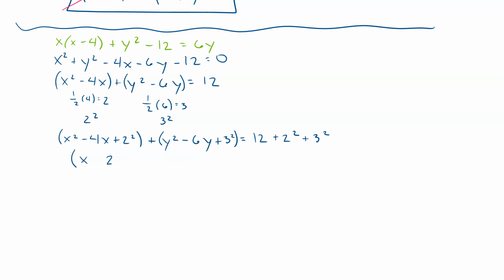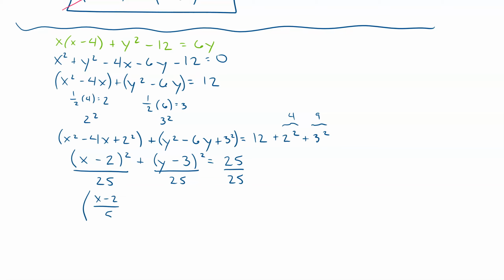So it's first term, last term, middle sign, squared, plus first term, last term, middle sign, squared, equals, adding these numbers, 2 squared is 4, 3 squared is 9, 4 plus 9 is 13, plus 12 gives me 25. Dividing by 25, dividing by 25, dividing by 25, I drop parentheses all the way down, I get x minus 2 over 5 squared plus y minus 3 over 5 squared equals 1. I can see that my center is opposite, opposite, it's 2, 3, and my radius is 5.